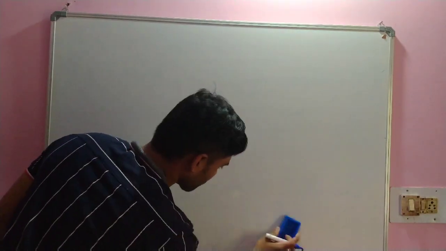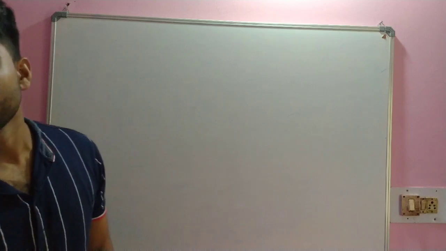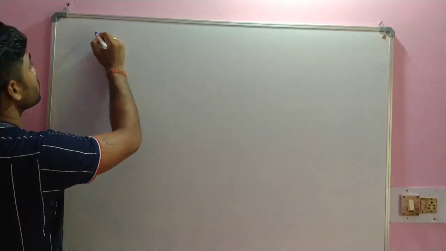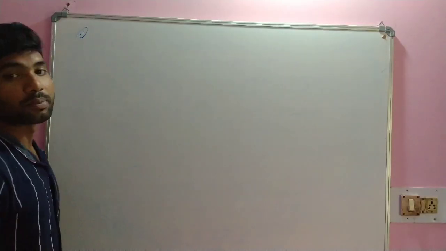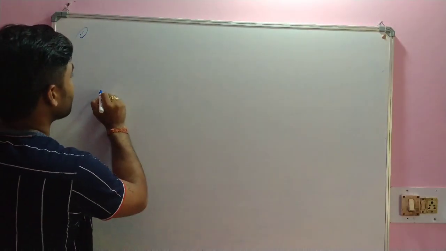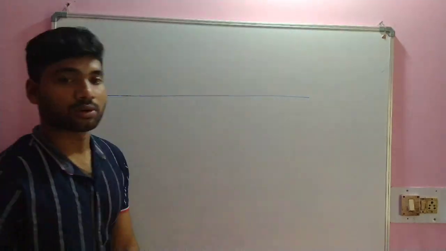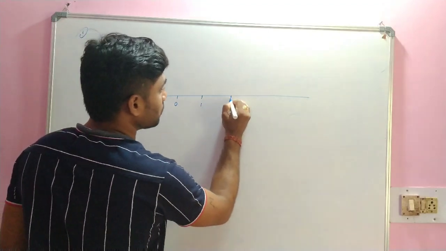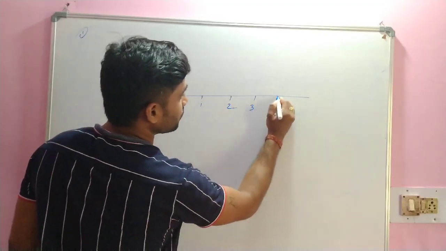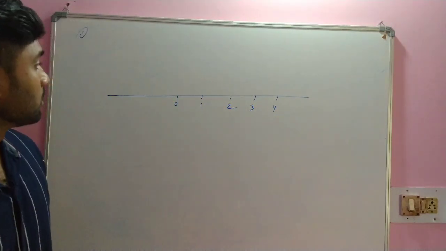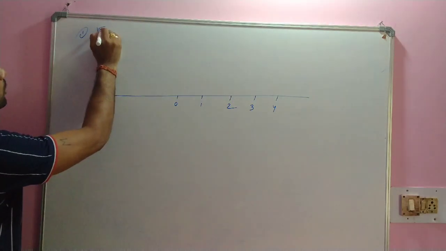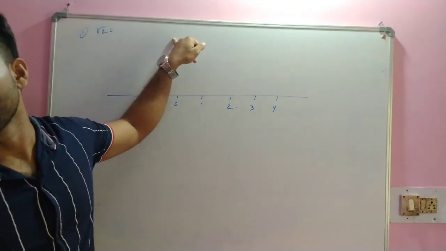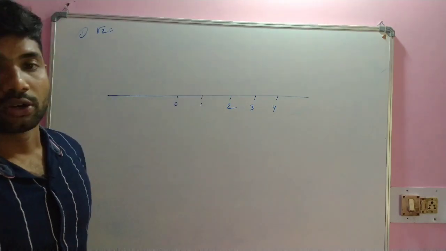Represent irrational numbers on the number line. Suppose root 2. How can you represent root 2 on the number line? First you have to draw a line and mark 0, 1, 2, 3, 4. Root 2 is always placed between 1 and 2.